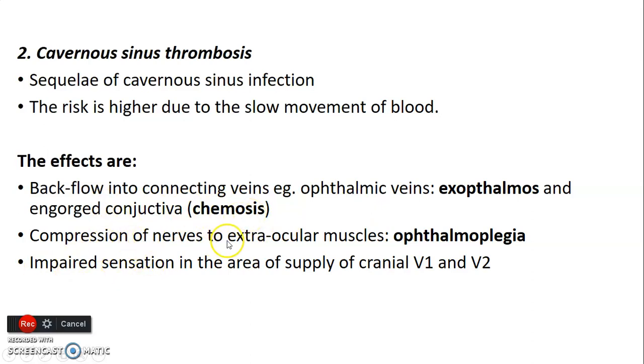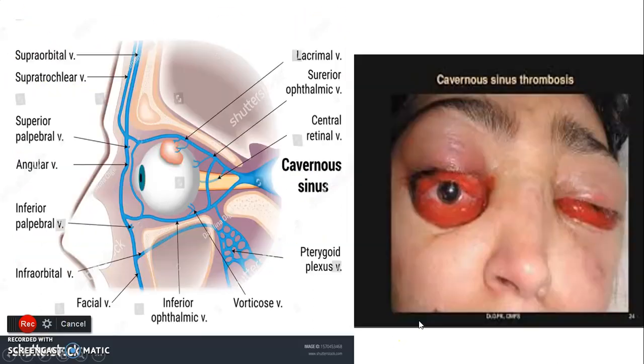Then we also have compression of the nerves to the extraocular muscles. When you have a clot within the cavernous sinus, remember the trochlear nerve is there, the abducens nerve, the oculomotor. You'll get ophthalmoplegia because these extraocular muscles will not be able to move. Then we also have impaired sensation in the area that is supplied by ophthalmic and maxillary. Ophthalmic is to the upper part of the face, the forehead, and maxillary is at the mid-face region. So impaired sensation if there's a thrombus within the cavernous sinus. So these are the three symptoms of cavernous sinus thrombosis.